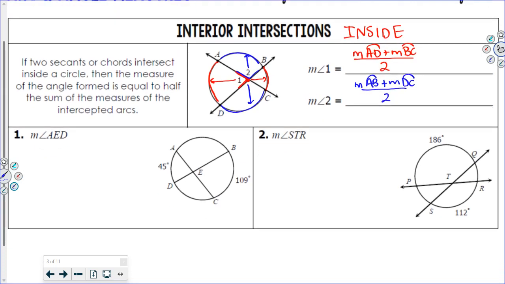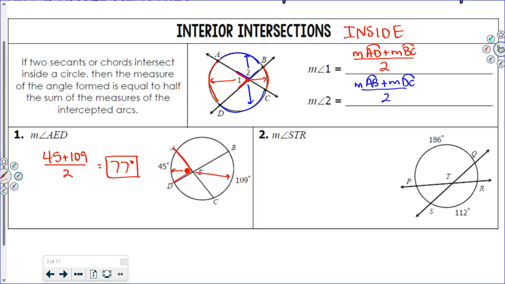So we look down below at number 1, and we're trying to find the angle AED. That is this angle right here. Again, we're going to use the 45 and we're going to use the 109. All we need to do is add those two together and divide by 2. So 45 plus 109 divided by 2, you get a value of 77 degrees.